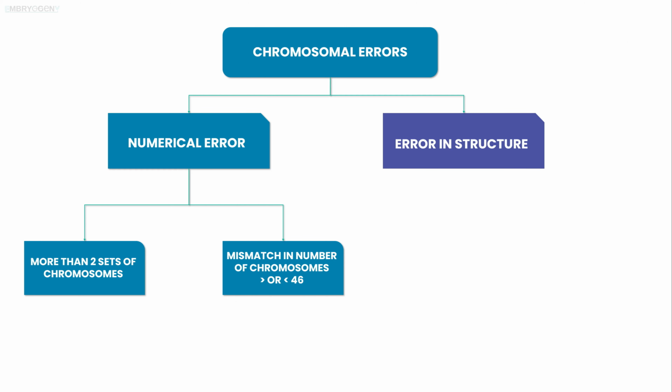Now let us quickly get back to the classification of chromosomal errors. Chromosomal errors can be classified into either numerical error or structural error. Numerical errors are errors in the total number of chromosomes. This can be further classified into either having more than 2 complete sets of chromosomes, that is, ploidy errors, or a mismatch in the total number of chromosomes.